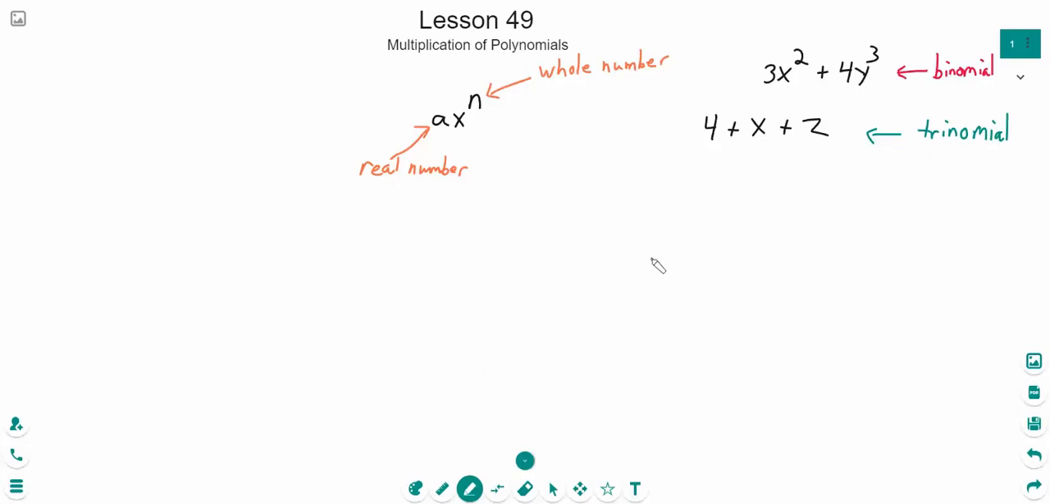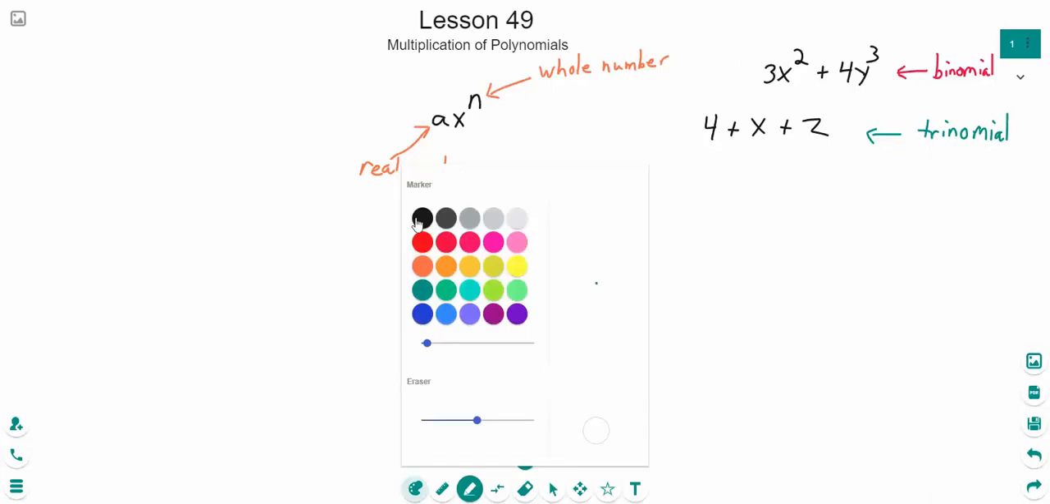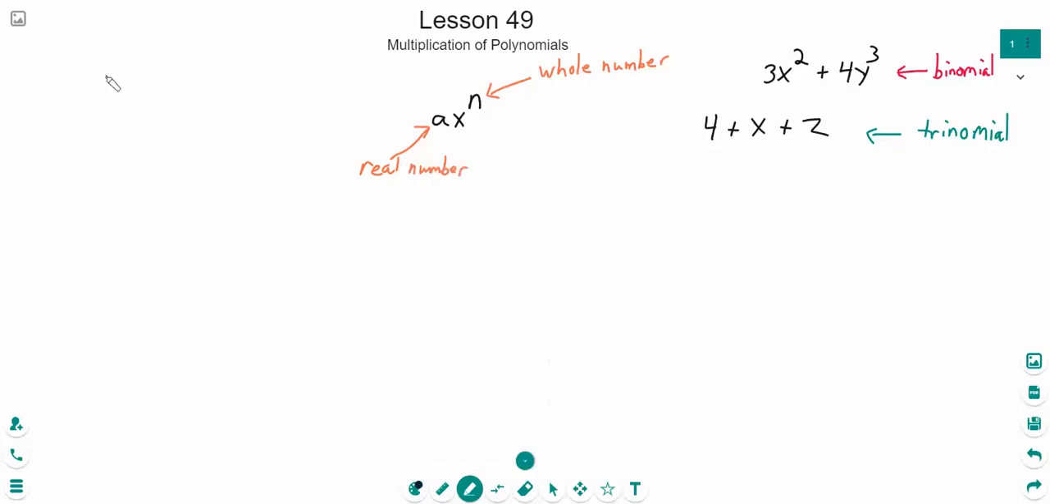Today, what we're going to be looking at is how to multiply, in particular, binomials. So if I have something that looks like this maybe, 2x plus 4y, and I want to multiply that by another binomial, maybe 3x plus 2y, something like this. If I wanted to multiply these two, this would imply multiplication here. How would I go about doing that?